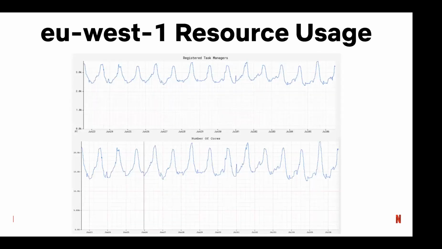And here's the same thing, except for the EU West 1 region. In EU West 1, you can see that over the course of a day, we add and remove 1,000 nodes, and we add and remove around 10,000 CPU cores, corresponding with the peaks and troughs of traffic.